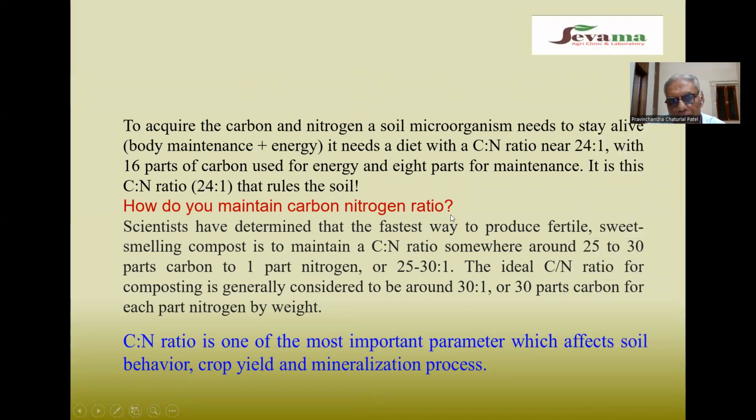How do you maintain carbon nitrogen ratio? Scientists have determined that the fastest way to produce fertile, sweet-smelling compost is to maintain CN ratio somewhere around 25 to 30 parts carbon to 1 part nitrogen, or 25 to 30:1. The ideal CN ratio for composting is generally considered to be around 30:1, or 30 parts carbon for each part nitrogen by weight. So CN ratio is one of the most important parameters which affects soil behavior, crop yield, and the mineralization process.